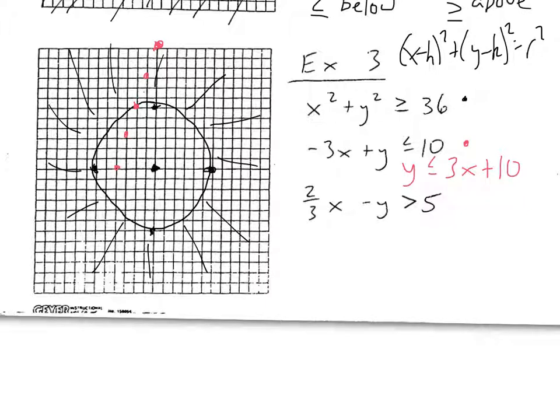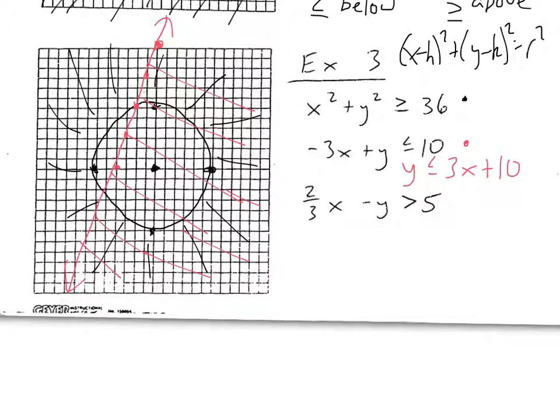It's equal to, so I'll draw a solid line. And it's everything below that one. It says y is less than, and everything below is over here. Okay. Now I have one more.